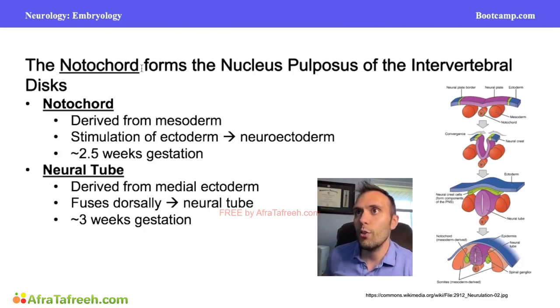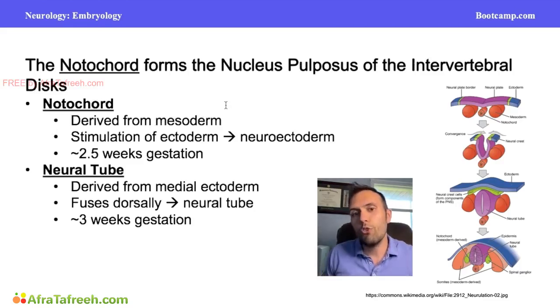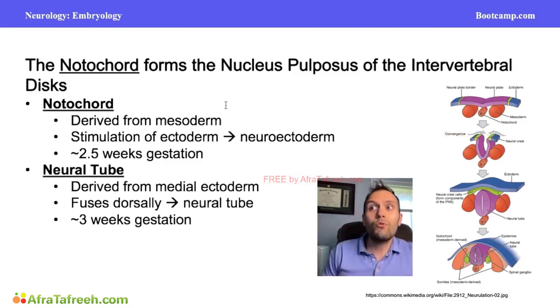So let's start here. The notochord forms the nucleus pulposus of the intervertebral discs. It's important to remember that it's derived from mesoderm. There are 100 of these different embryonic derivatives that you have to memorize: where does it come from? Certain ones are very important, and the notochord is one you really want to remember, because it kind of sounds like it's from ectoderm, but it's really from mesoderm.